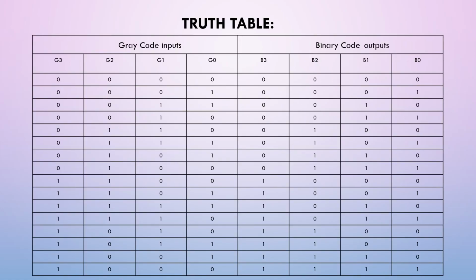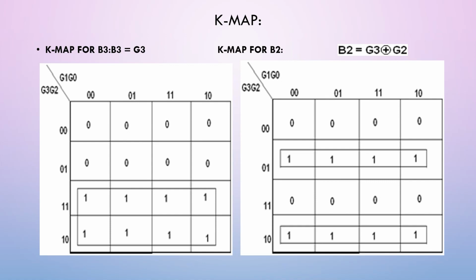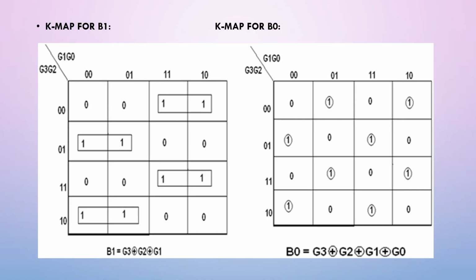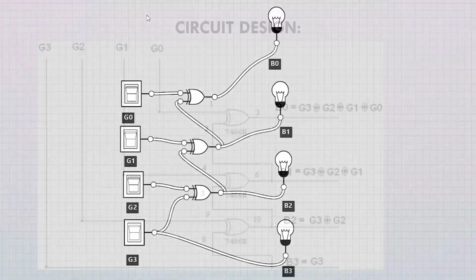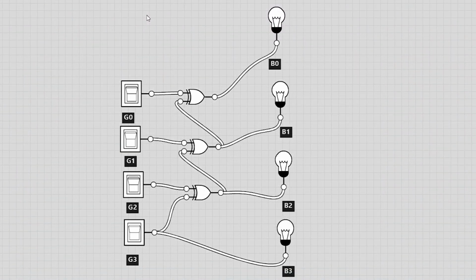And this is the truth table for conversion of gray code to binary code. And these are the K-maps for B3 and B2. And this is the K-map for B1 and B0. And this is the circuit design for conversion of gray code to binary code. Now let's see the simulation for the conversion of gray code to binary code.